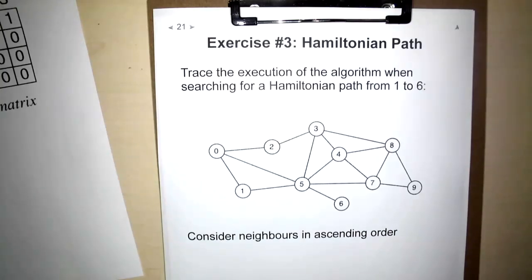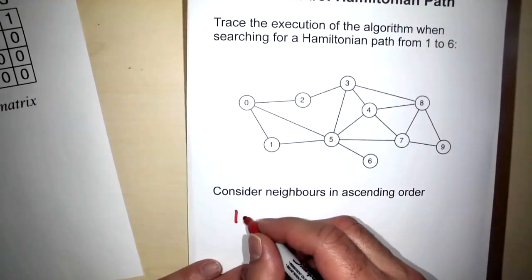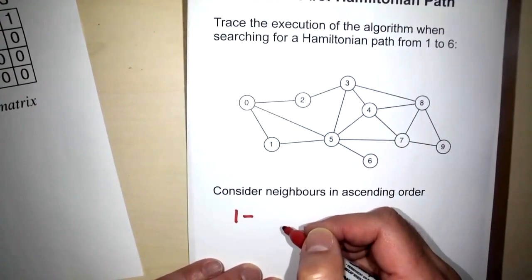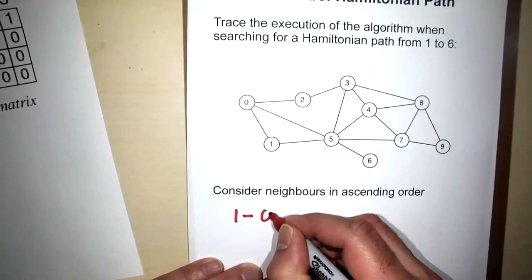Let's see what happens when we apply our depth first search here, this Hamiltonian path. We have to visit all the nodes, and it was said that we want to start at vertex number 1. So when we do standard depth first search at node 1, what would happen first? We would go to, if we visit neighbors in ascending order, the next one would be 0.